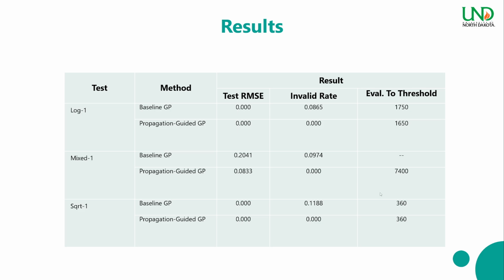And then the most interesting case is the mixed one here, where by combining those multiple constraints, the baseline starts to struggle. So it never reaches that error threshold within the allotted generations. And you can see that it's missing a value for the evaluations to threshold. So the propagation guided method does reach that threshold, and it also gets a lower error, right? You're at 0.08 versus 0.2.